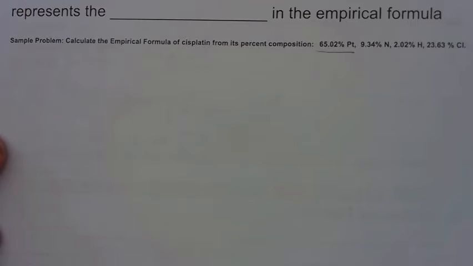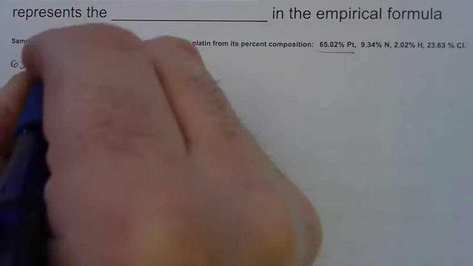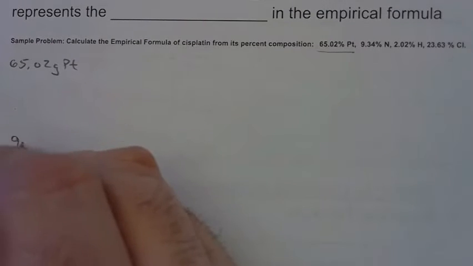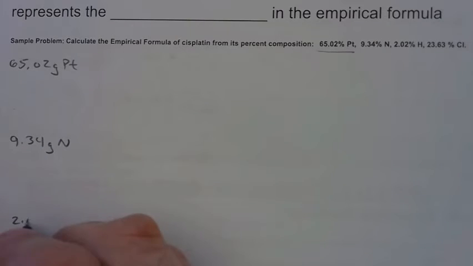So if we have 65.02%, that becomes 65.02 grams of platinum. And we have 9.34 grams of nitrogen, 2.02 grams of hydrogen, and 23.63 grams of chlorine. Now, once we have that, our first step is to change them into moles, okay? We want to convert all of these into moles.